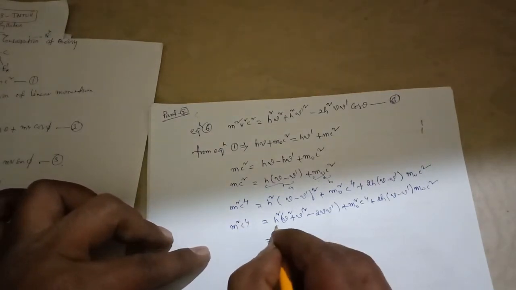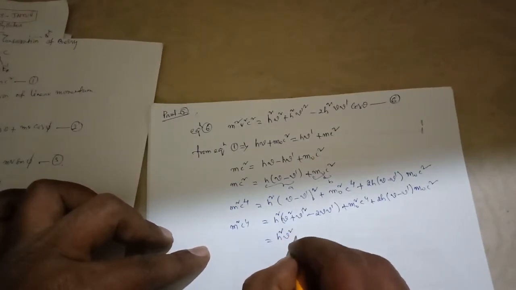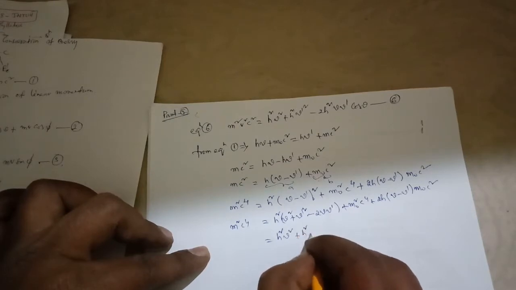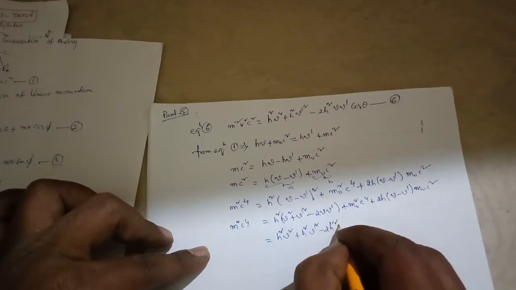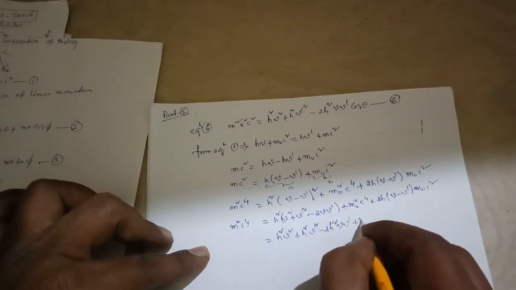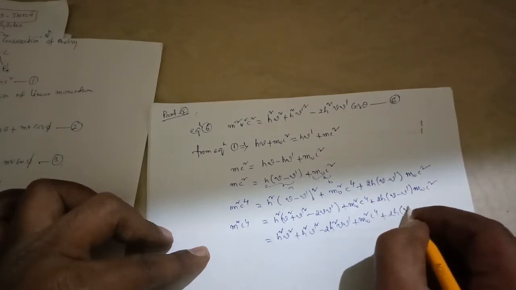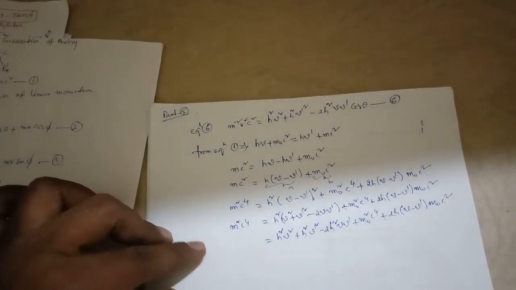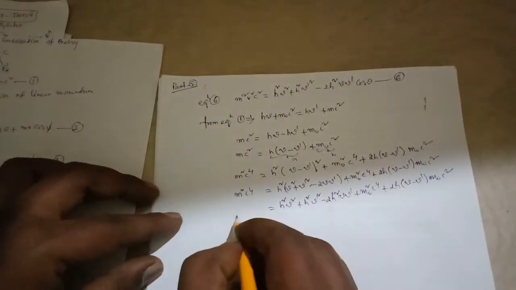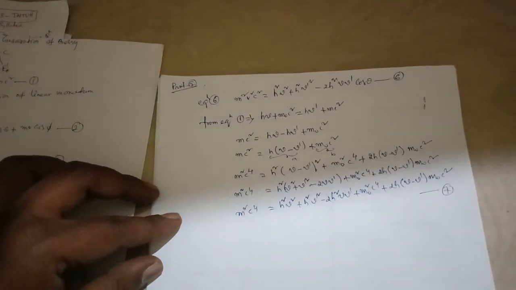Again I am writing it by taking h square into the bracket: h square mu square plus h square mu dash square minus 2h square mu mu dash plus m naught square c power 4 plus 2h into (mu minus mu dash) into m naught c square. Clear? This is equal to m square c power 4. Let us consider this as equation 7.